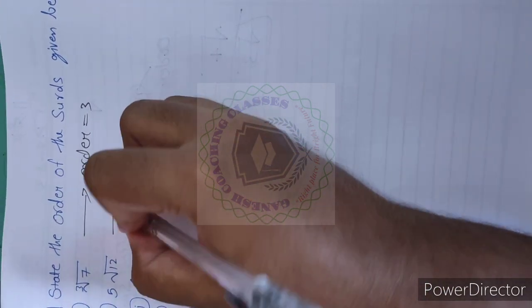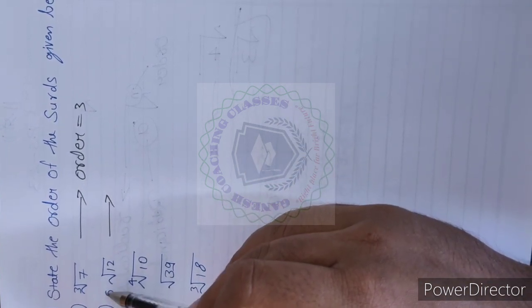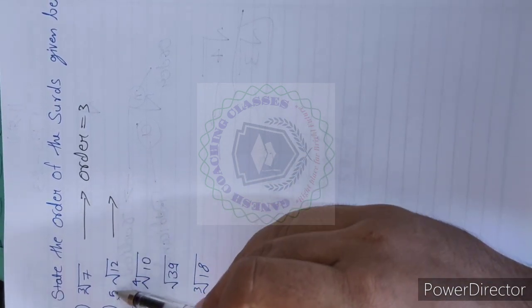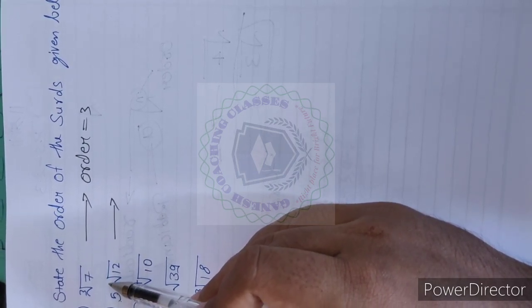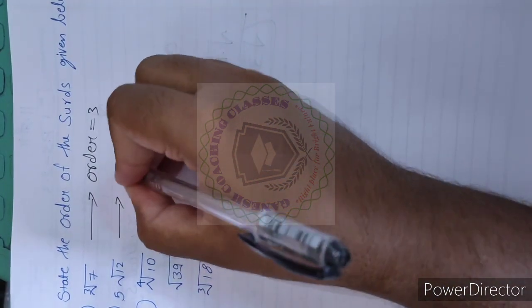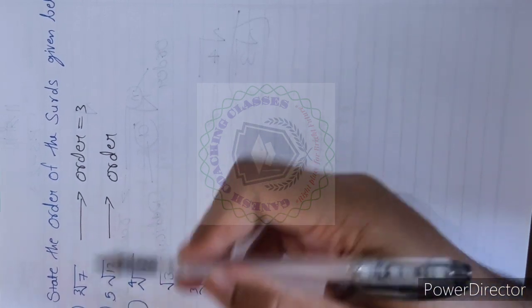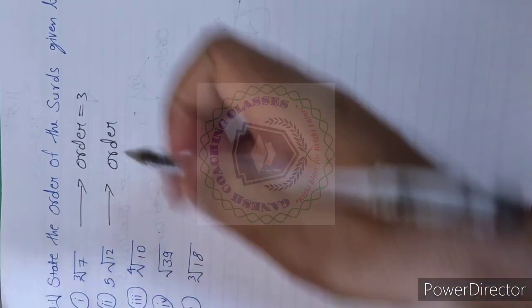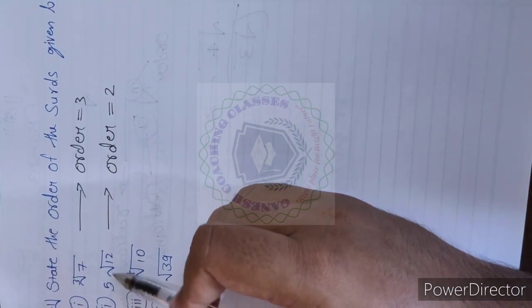In the next question, is the order 5? No, because 5 is outside the radical sign, and no number is present, so we can say that the order is 2. And here, what is 5? 5 is the coefficient, a constant coefficient, and the order is 2. When no order is given, we assume that the order is 2.